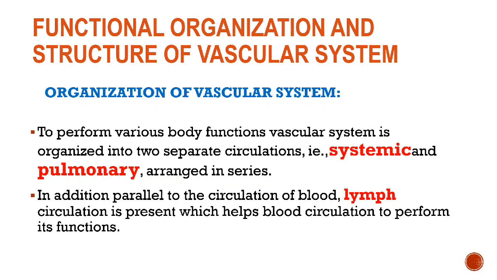So to perform all these various body functions, the vascular system is organized into two separate circulations, that is systemic and pulmonary, which are arranged in series. In addition to this series arrangement of the vascular system, there is one more parallel attachment to the circulation of blood, that is lymphatic circulation, which helps the blood circulation to perform all its functions.